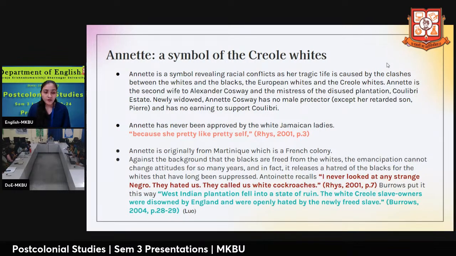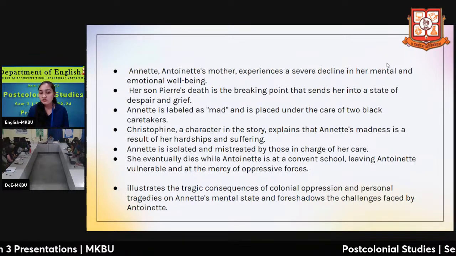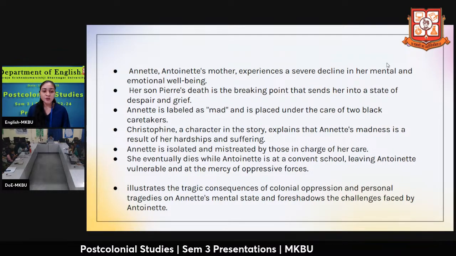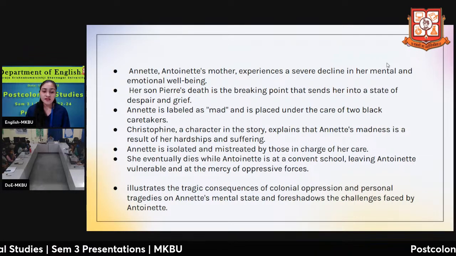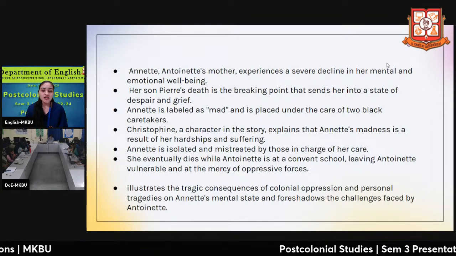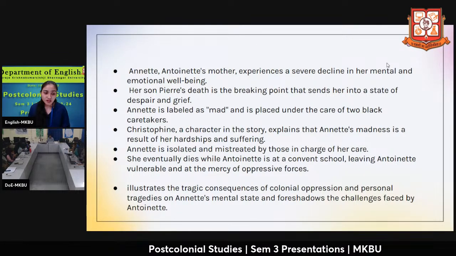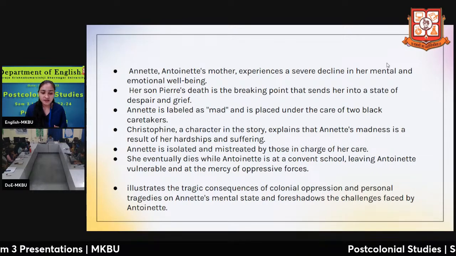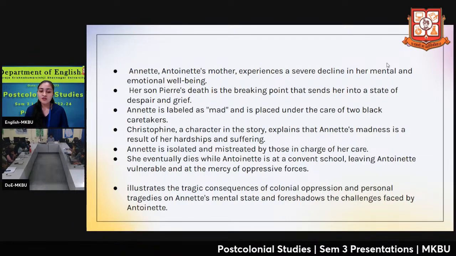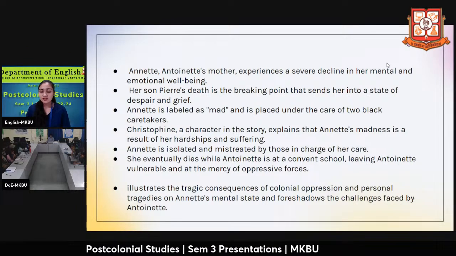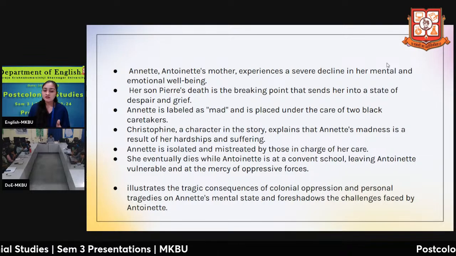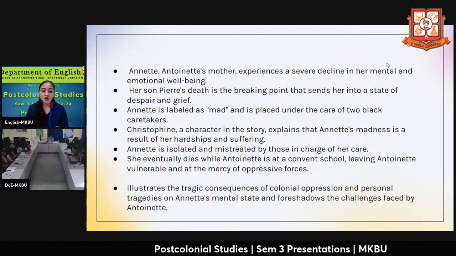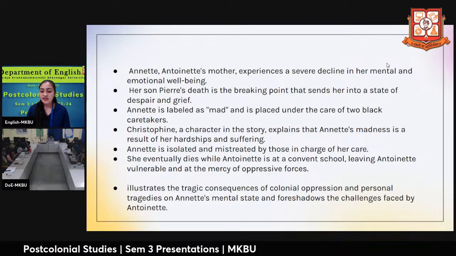Annette, the mother of Antoinette, experiences a severe decline in her mental and emotional well-being. Her son Pierre's death is the breaking point that sends her into a state of despair and grief. Christophine, a character in the story, explains that Annette's madness is a result of her hardship and suffering. Annette is isolated and mistreated by those in charge of her care. These are the tragic consequences of colonial oppression and personal tragedies on Annette's mental state, and they foreshadow the challenges faced by Antoinette.